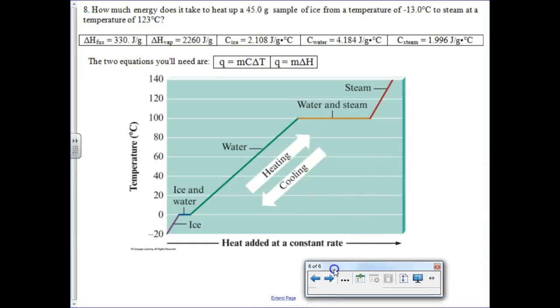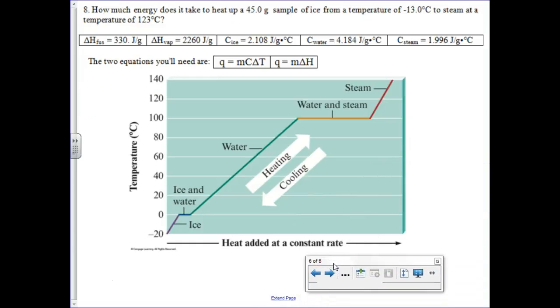The last chunk of class that I'm going to teach you is a big practice problem. We have done these before. It's probably been a long time, but we have done these before. Question number 8 says, how much energy does it take to heat up a 45-gram sample of ice at a temperature of negative 13 degrees Celsius to steam at a temperature of 123 degrees Celsius?